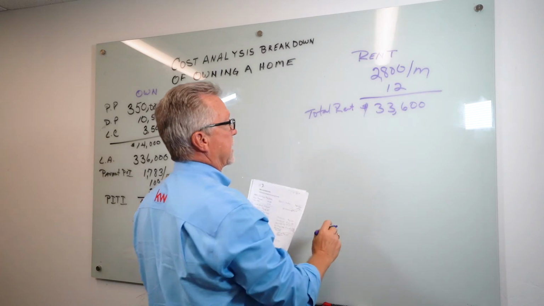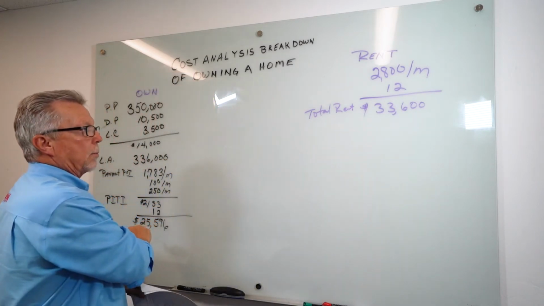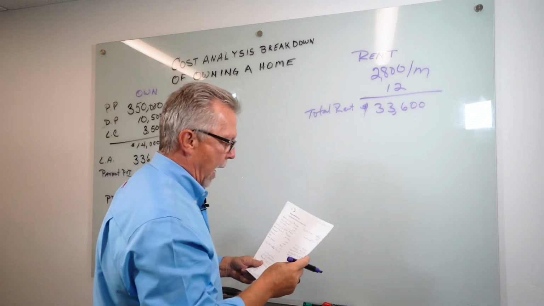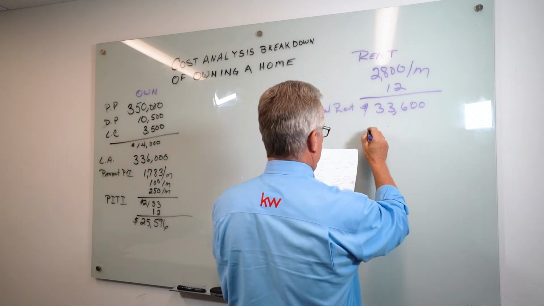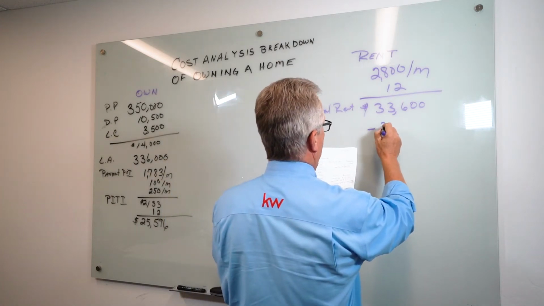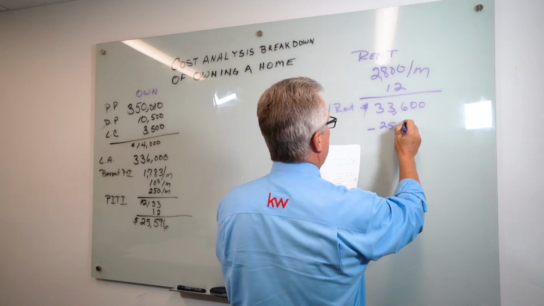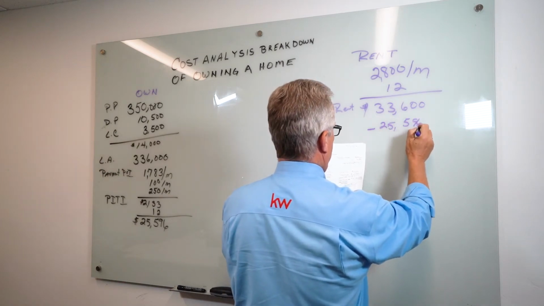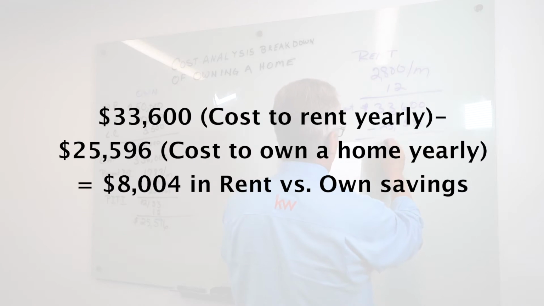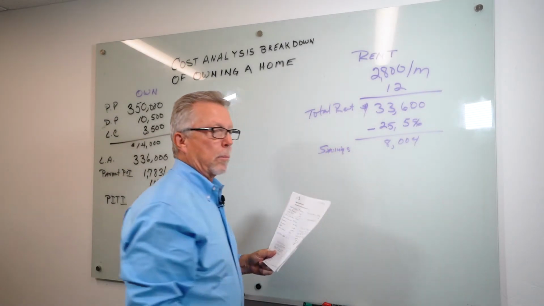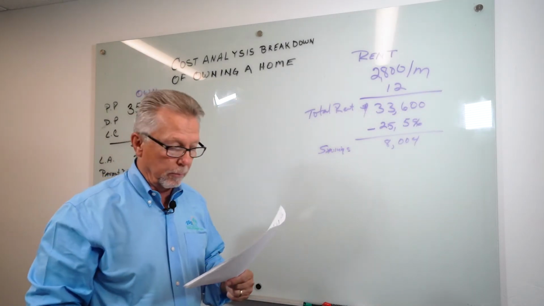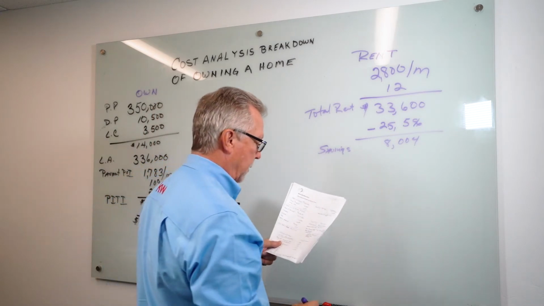So you can already see it's costing you more money to rent the property. How much more? Let's take that $33,600 and subtract the ownership cost of $25,596, and we're going to come out with $8,004. And that's the savings you have by owning versus by renting, Joe. Wow. Follow that? Yeah. Okay.